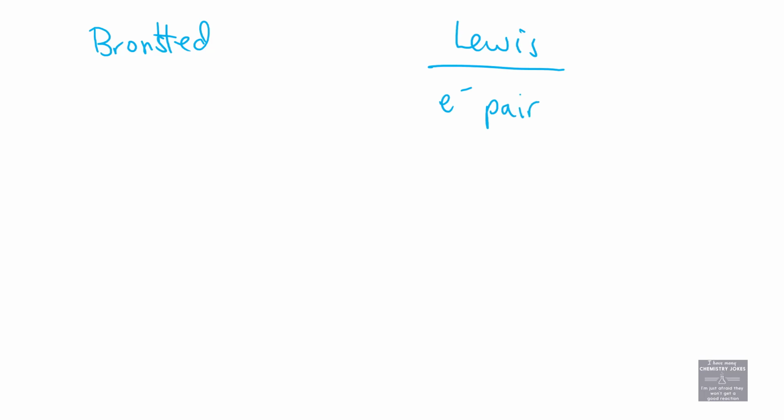So we have been talking about Bronsted acids and bases, but we're about to talk about Lewis acids and bases. A Lewis base is an electron pair donor. A Bronsted base is a proton acceptor.